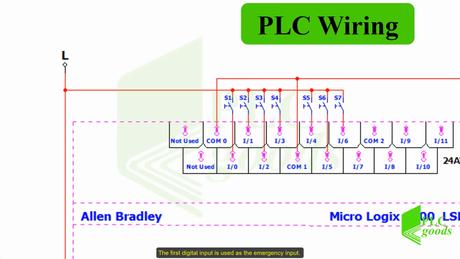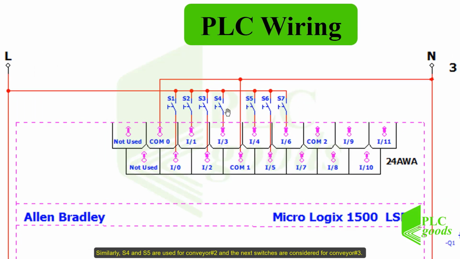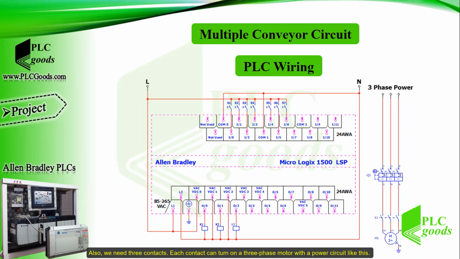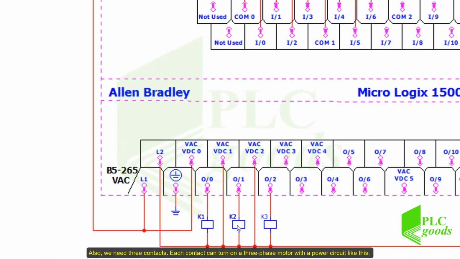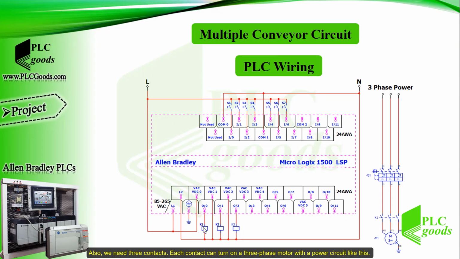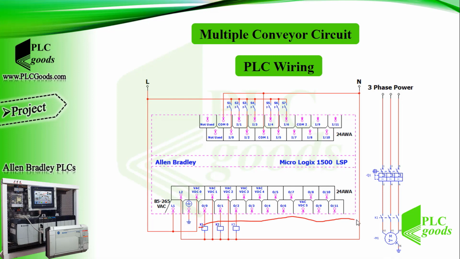This wiring can be used for this project. The first digital input is used as the emergency input. S2 and S3 push buttons are used to stop or start conveyor number 1. Similarly, S4 and S5 are used for conveyor number 2 and the next switches are considered for conveyor number 3. Also, we need 3 contactors. Each contactor can turn on a 3-phase motor with a power circuit like this. Now try to write your program for this project and test it.